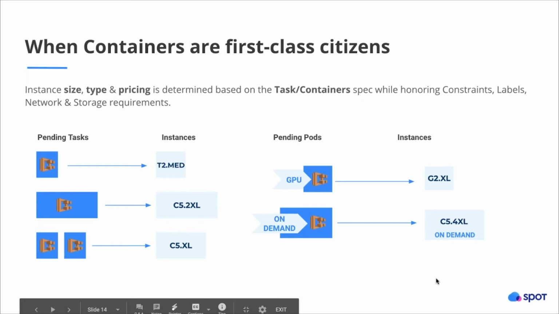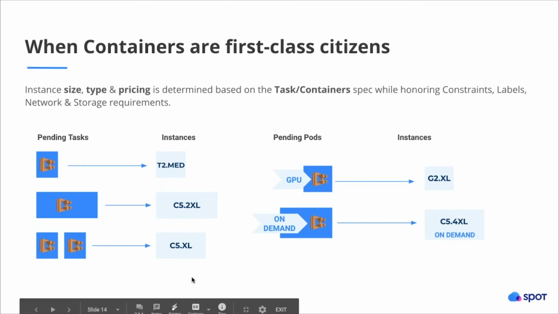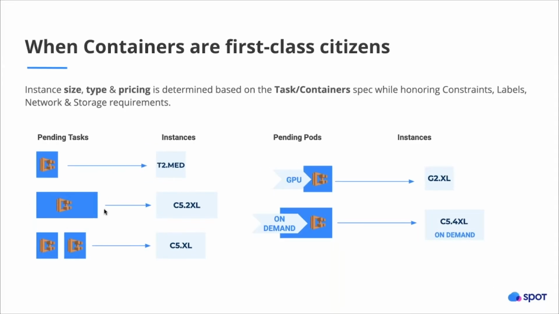So really, we want containers to be first-class citizens here. So we want the instance size, its type, and its pricing model to be based on the task or container and its specifications, while we're honoring all the ECS built-in constraints, labels, network, and storage requirements. It means that if we have a small task, we will launch a medium instance. And then if we get a larger task or a microservice coming in, we'll know to spin up a 2 extra large. And if we have 2 small tasks coming in together, we might spin up a large or an extra large machine to make sure they are as bin packed and as efficiently utilized as well.